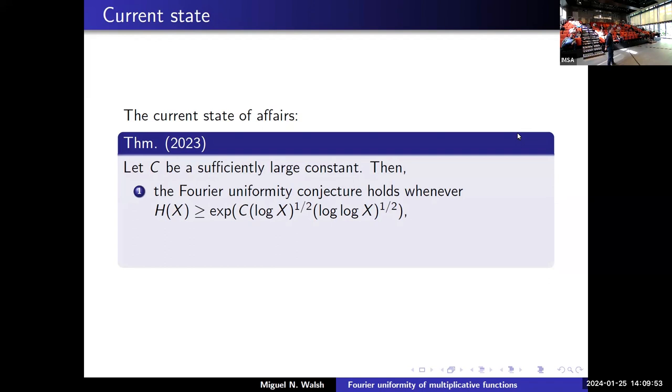So as long as h has this size, which is the measure of the size of the intervals, then we can prove the Fourier uniformity. And here, as with many things in this area, it's important to clarify whether the bound is significant or not. This is actually a very natural barrier for this problem, and for other related problems as well. There are many ways to try to explain it.